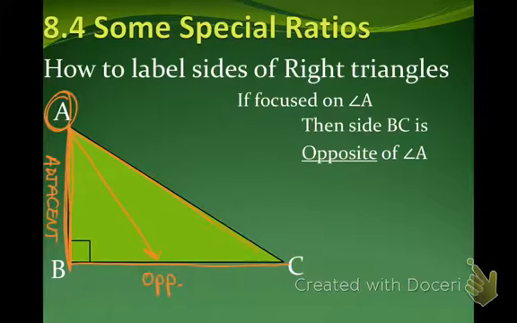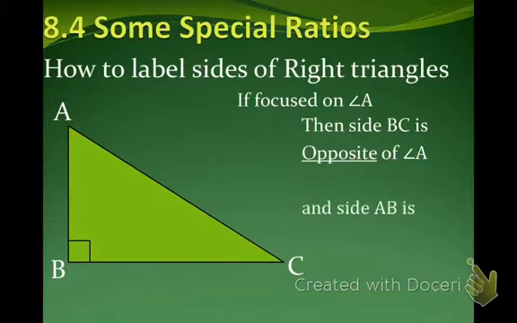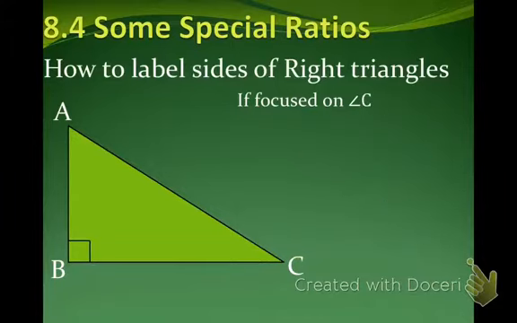And AC, we always call the hypotenuse, right? That never changes. The hypotenuse is always the hypotenuse. So in looking at angle A, if that's our focus, BC is the opposite, AB is the adjacent, AC is the hypotenuse. That's reiterating what I said. But if we changed our focus, so we focused on C, how might those labels change?